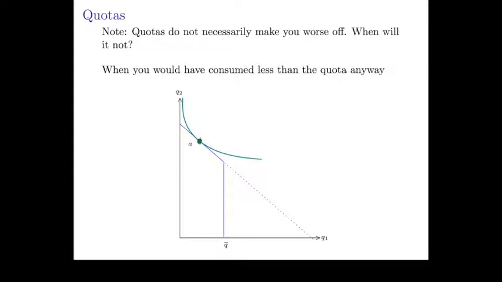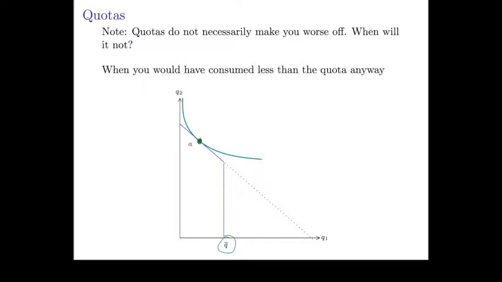In the pictures that I drew earlier, we were specifically looking at consumers who are worse off when the quota is imposed. It could very well be that consumers aren't worse off. In this particular case, the quota isn't really affecting the behavior of that consumer. The only consumers who would be worse off from the quota would be those for whom the quota is lower than the amount of the good that they were actually consuming before.